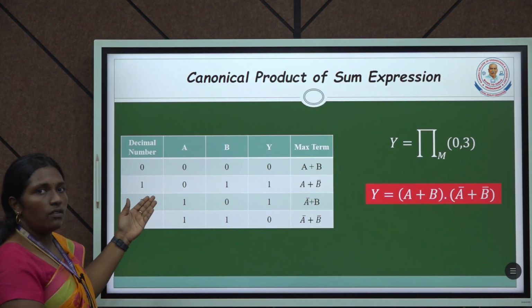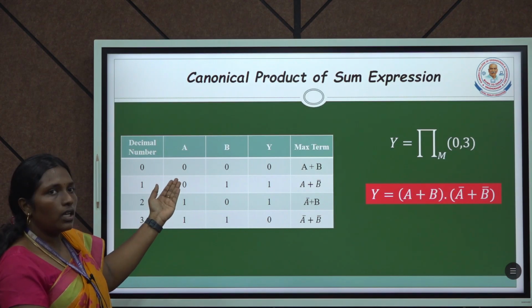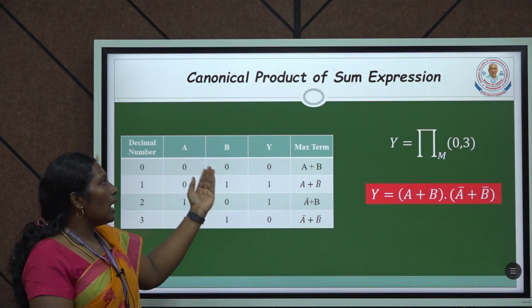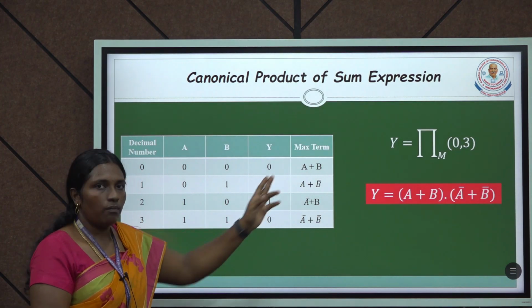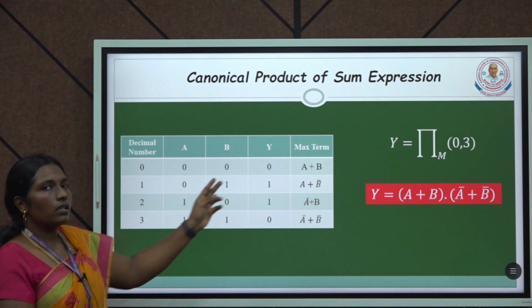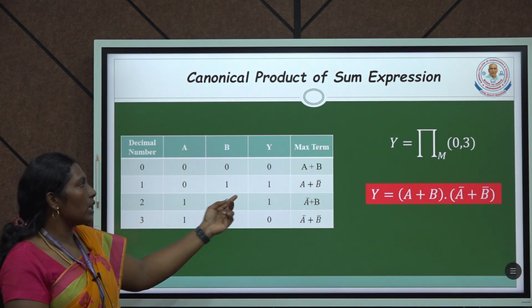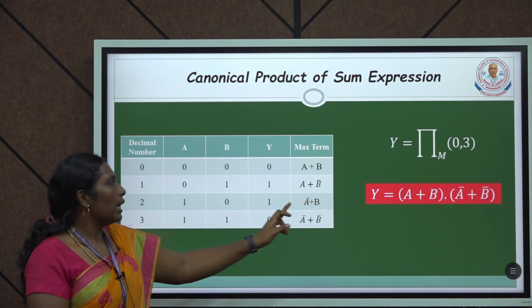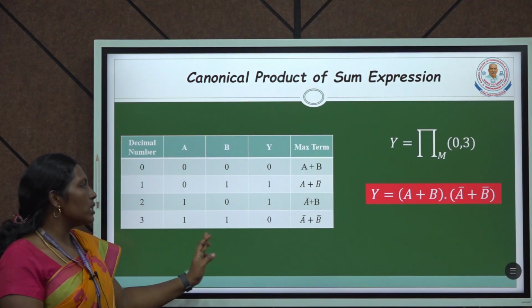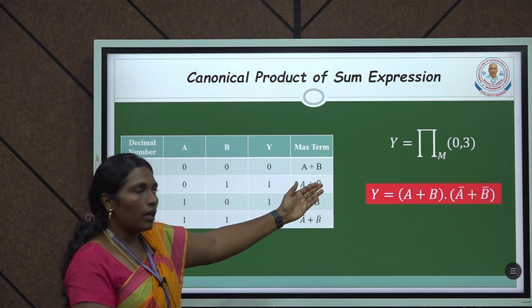As you can see from the truth table, here the decimal number is 0 and the binary form is 0, 0, and we have to write it as A plus B. So, for 0, we have to write it in uncomplemented form. For ones, we have to write it in complemented form. So, 0 is A bar plus B, and 1 is A bar plus B bar. I have given an example here of how to write it.